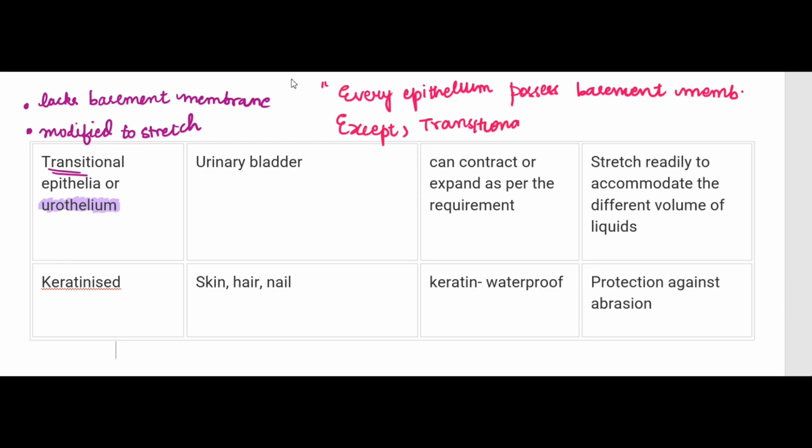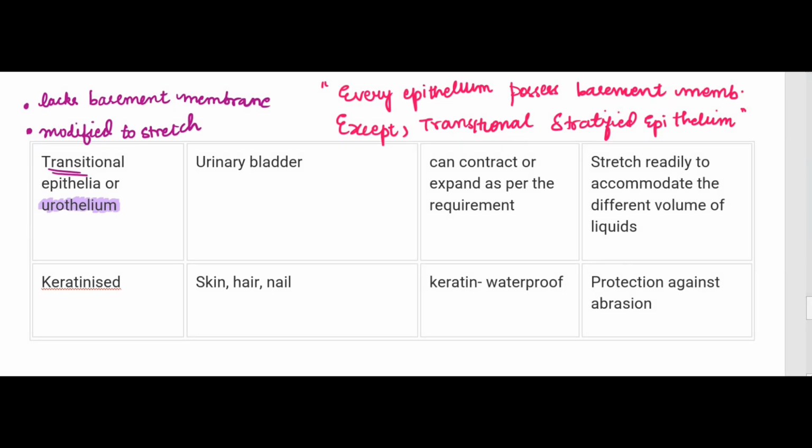Okay, so one place where this is present is the urinary bladder. When the urinary bladder is full with urine, it expands and it can also contract. Yes, when we release urine, it contracts to release the urine out. So this is present in the urinary bladder.